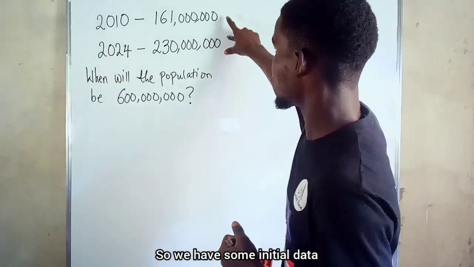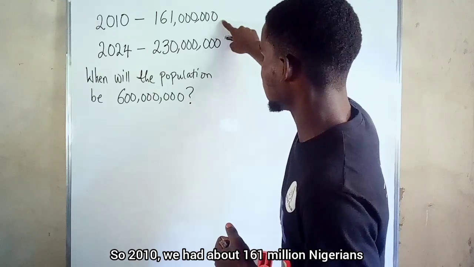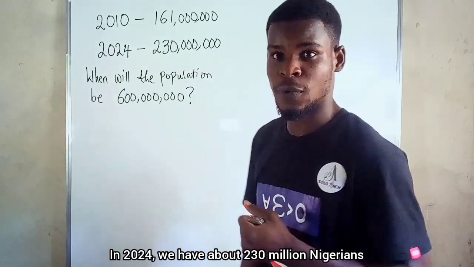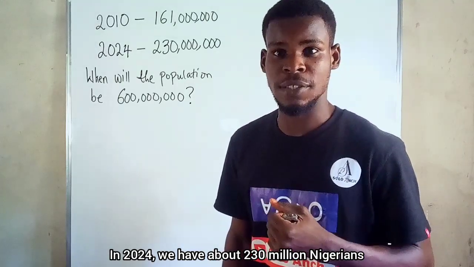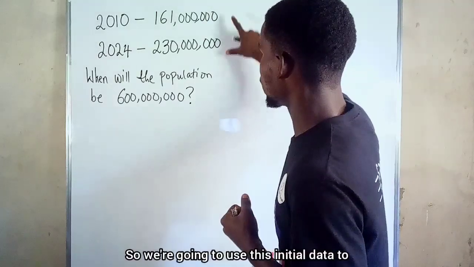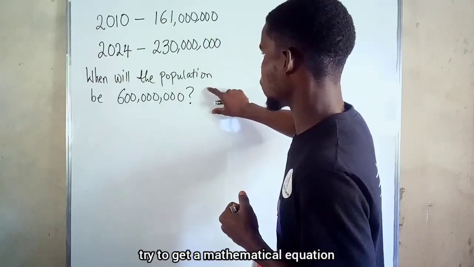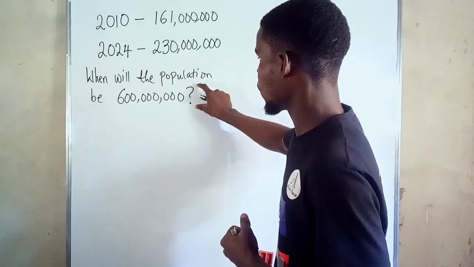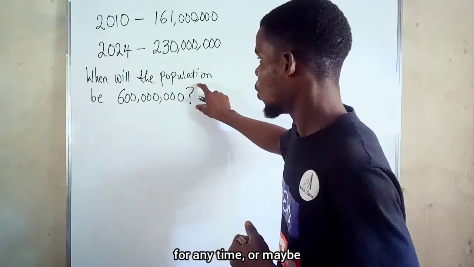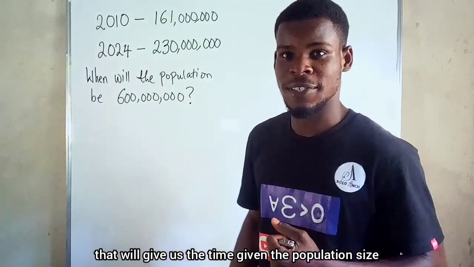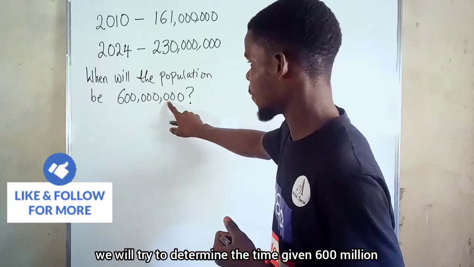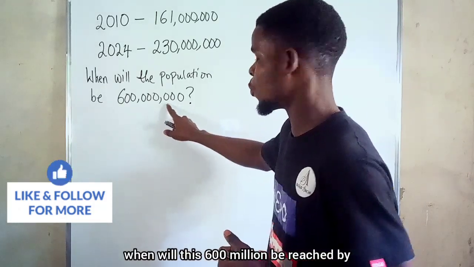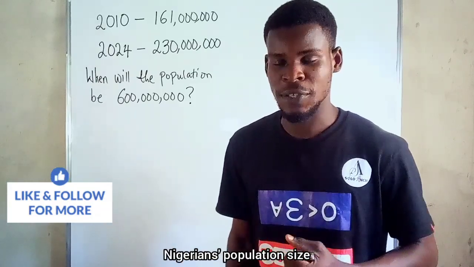So we have some initial data. In 2010, we had about 161 million Nigerians. In 2024, we have about 230 million Nigerians. We're going to use this initial data to try to get a mathematical equation that will give us the population size for any time, or maybe give us a time given a population size. In this case, we will try to determine the time given 600 million. In other words, when will this 600 million be reached by Nigeria's population size?